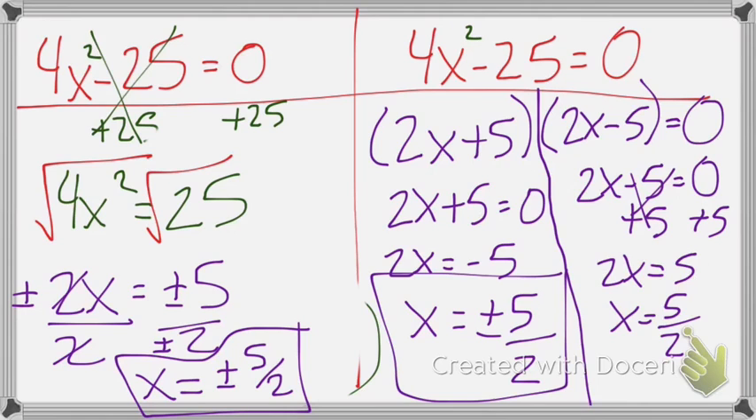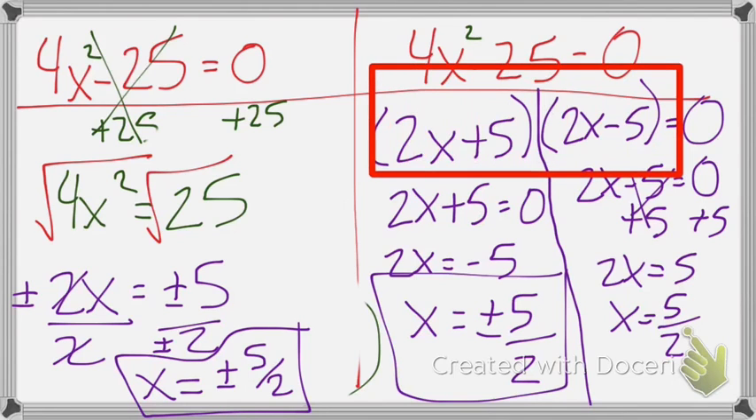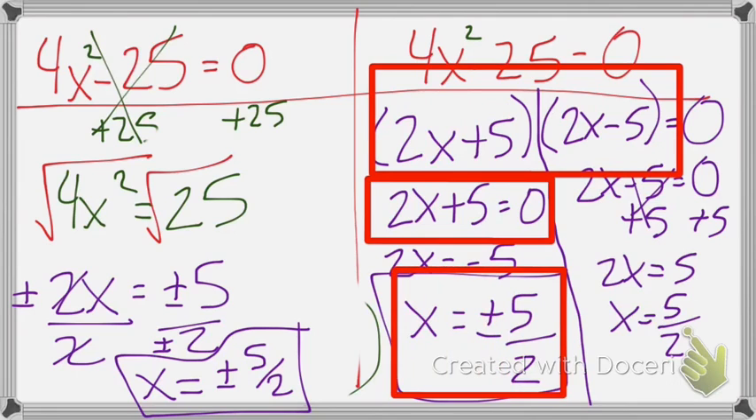Okay, so we got the factored form on the right. We factored it here: 2x minus 5 times 2x plus 5. And then if we just use one of those, set it equal to 0, and solve it, we would end up with plus or minus our answer.